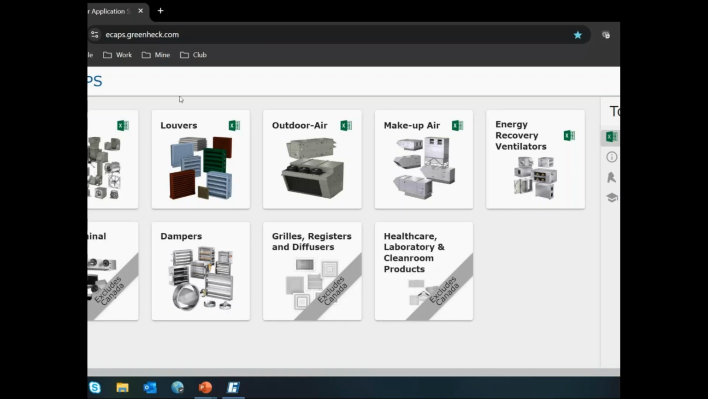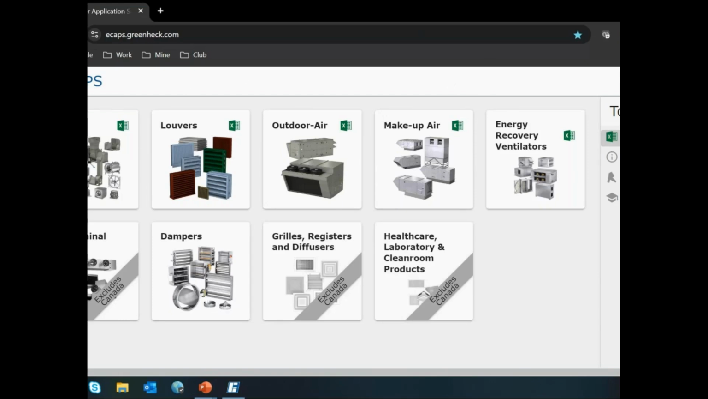I am in eCAPS right now. I am logged in as Greg. That's me. You can do everything I'm doing right now logged in as a guest. But what I want to do is make 3 simple selections and just let you see my brain as I go through those selections.